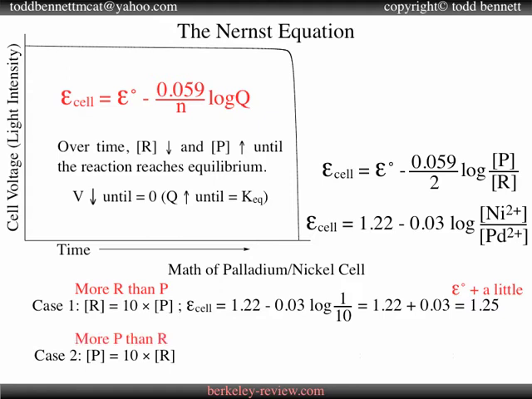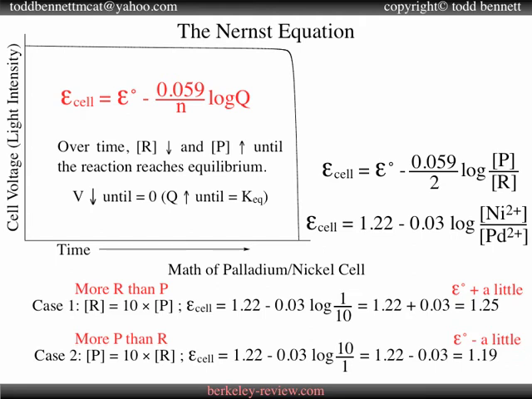Now let's consider the inverse of that, the scenario where you have mostly products and very few reactants. Maybe when you have like 10% life left, in that case, the cell voltage, again, 1.22 minus 0.03, but now times log of 10 over 1, because it's more products than reactants. Log of 10 over 1 is 1, so it means minus 0.03, for 1.19 volts. So from about 90% full to about 10% full, you're going from 1.25 volts to 1.19 volts.